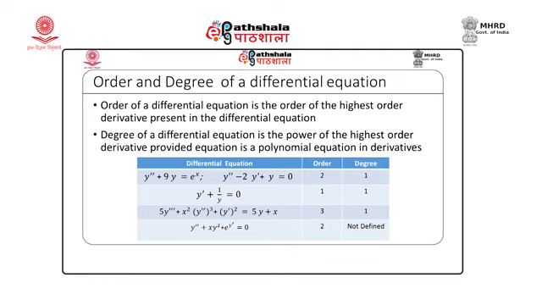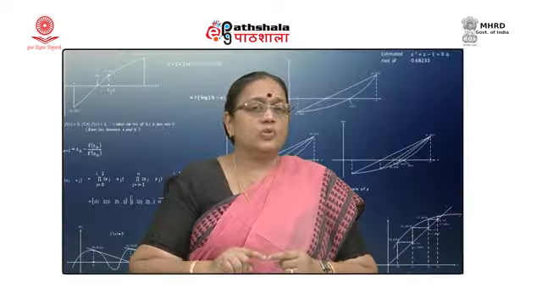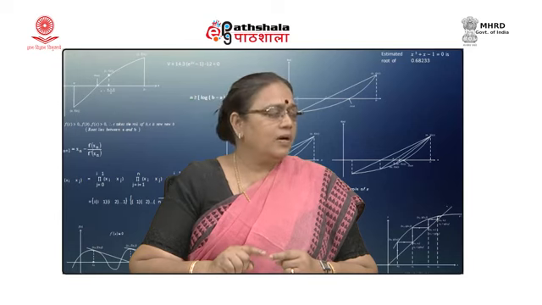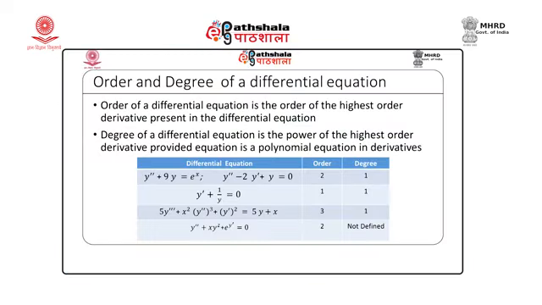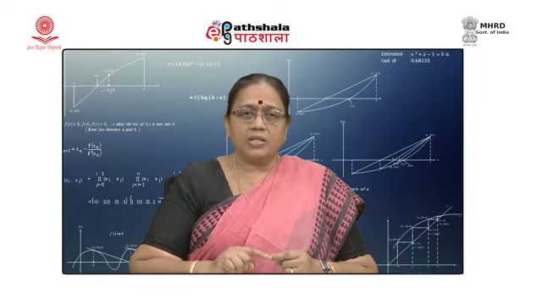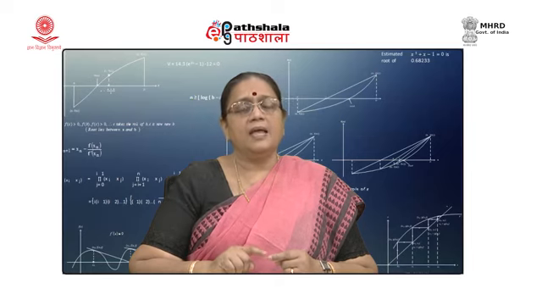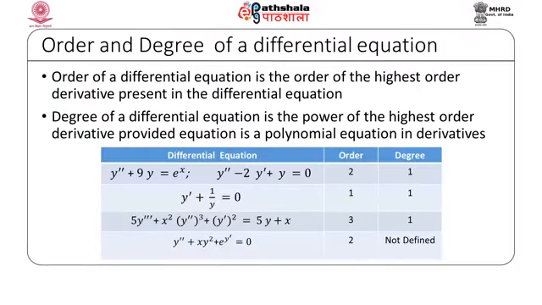In the third, it is y triple dash, that is, third order, and the power is 1 of the highest order derivative, namely the third. So, the degree is going to be 1. Do not get carried away by the power 3 of y double dash, because the order is 3, the highest order derivative is d cube y by dx cube, and its power is 1. So, the degree is going to be 1.